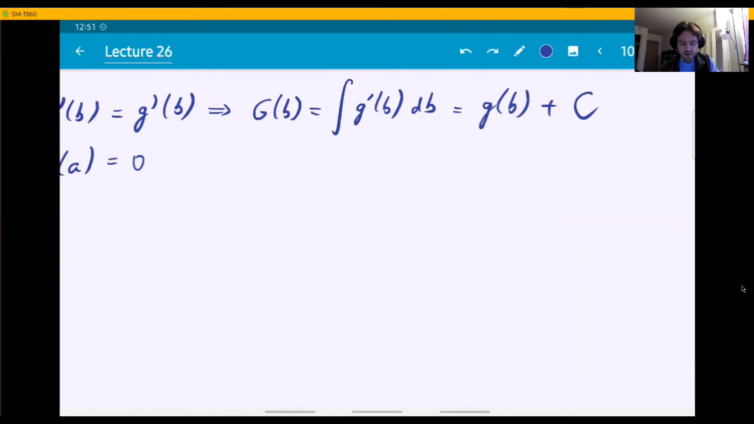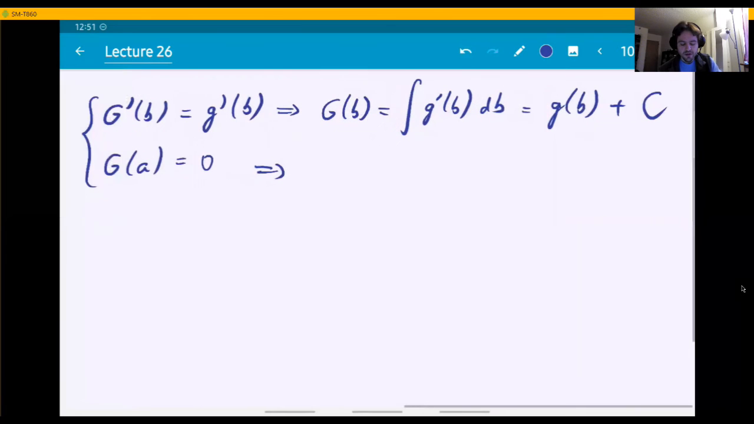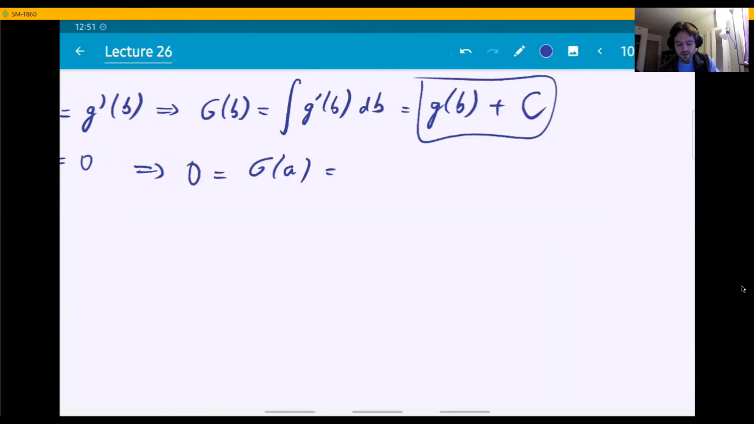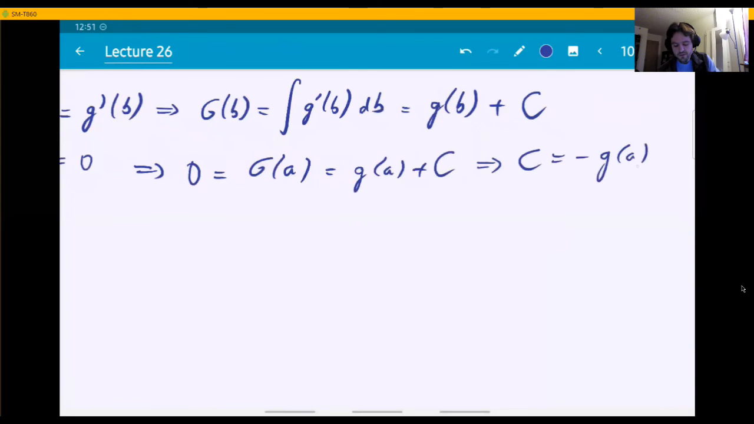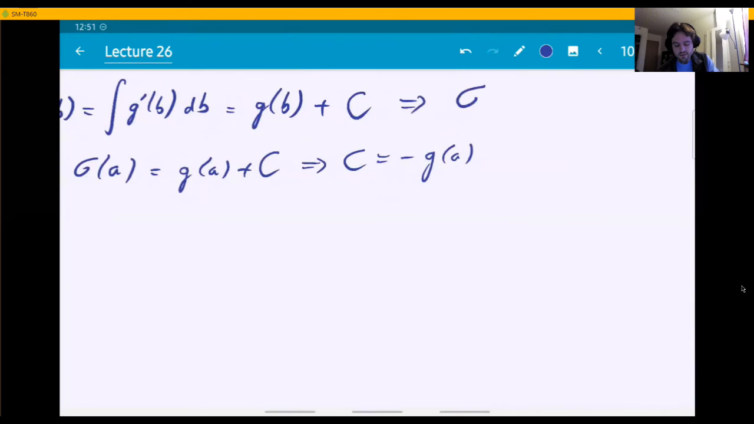Here you can see very clearly why integrals and derivatives cancel each other. They will give you a function whose derivative is g prime, that is the function g, plus some constant. And we determine the constant by plugging in here. 0 is g of a, which according to this formula should be little g of a plus c. So the constant is equal to minus g of a. Just solving for c here. And I'll just plug this value of the constant up here. Big G is little g of b minus little g of a. That's the constant.